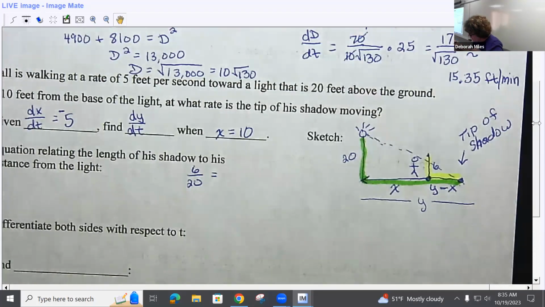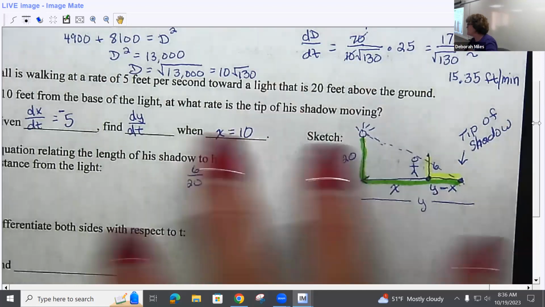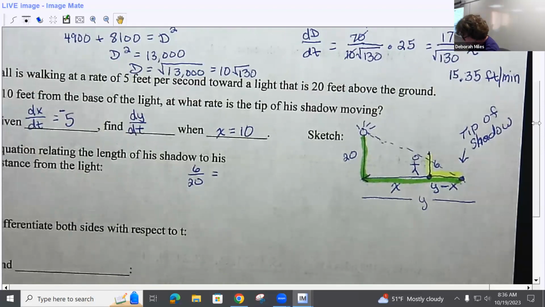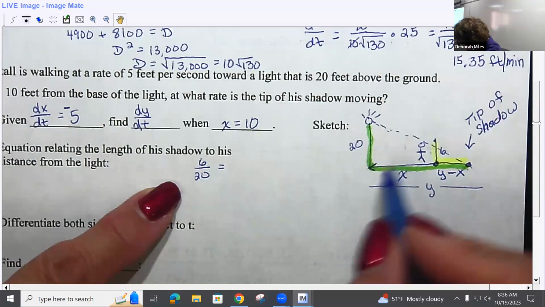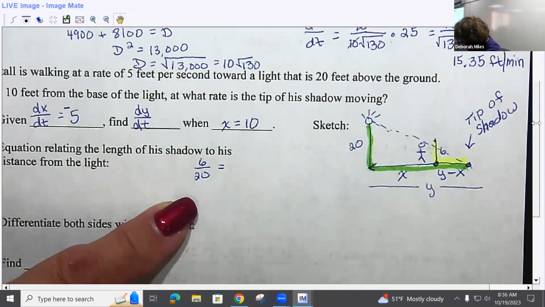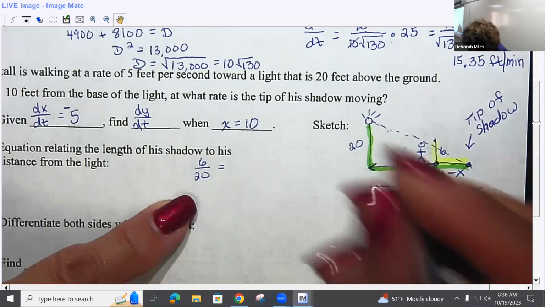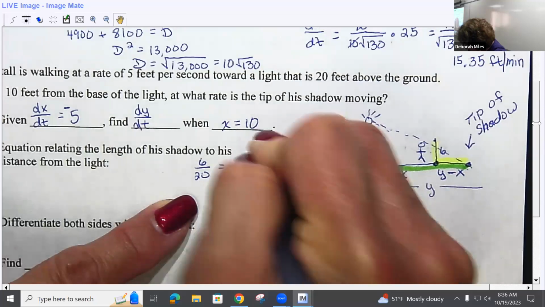Could you give me words for what y minus x actually represents? The length of the big triangle. I'm talking about in respect to this problem, not just my picture. That's the length of his shadow. I didn't ask that well enough that you knew what I was asking. The length of the shadow. So 6 is to 20 as what? Little is to big. Y minus x is to y.